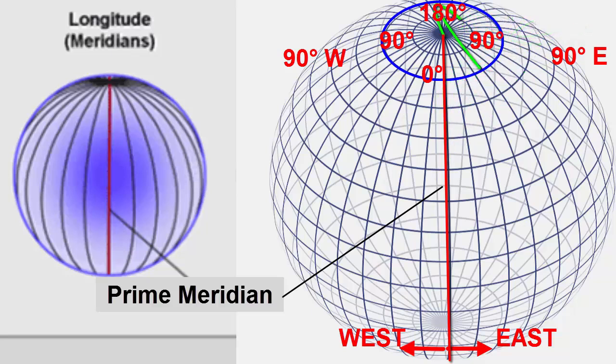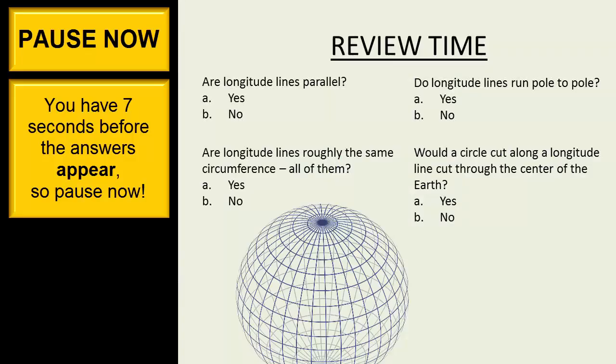If we travel all the way to the opposite side, we're at 180 degrees east or west. So even though 90 degrees of western arc travel is much smaller near the poles than it is at the equator, we can still accurately locate our east-west position by an angle measurement of longitude. Are longitude lines parallel? Do they run from pole to pole? Are they roughly the same circumference, all of them? Would a circle cut along a longitude line cut through the center of the Earth? Pause now.